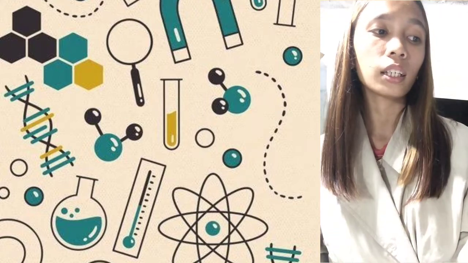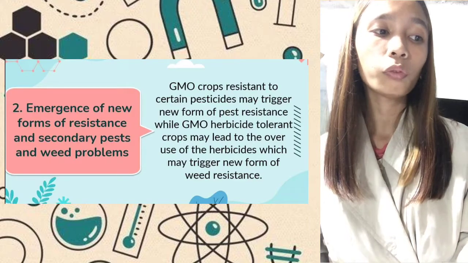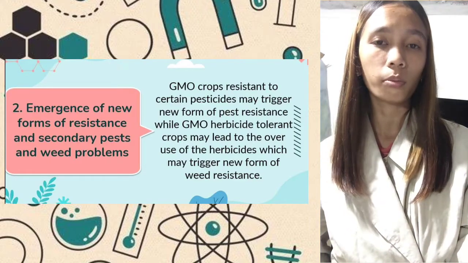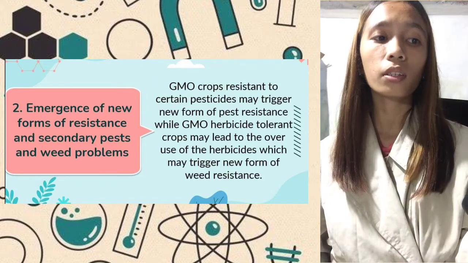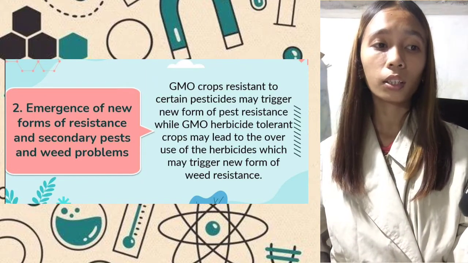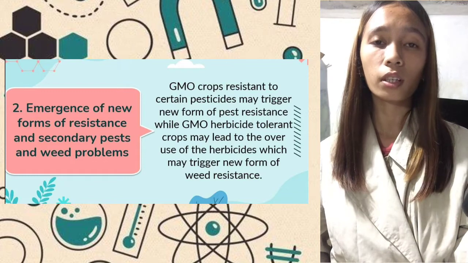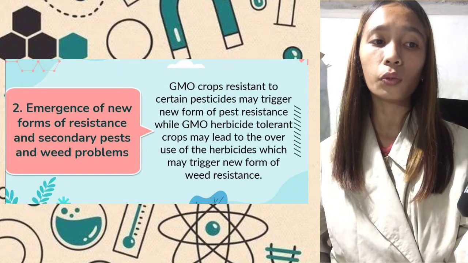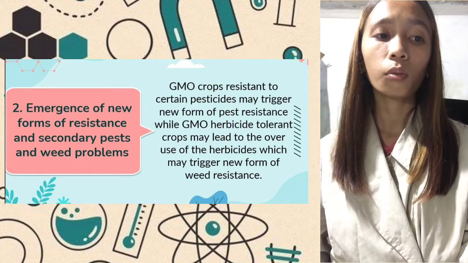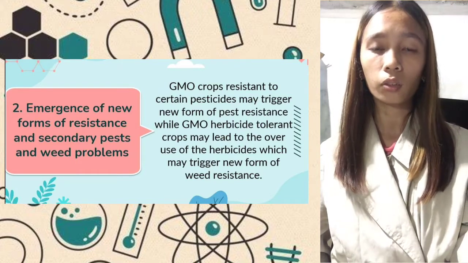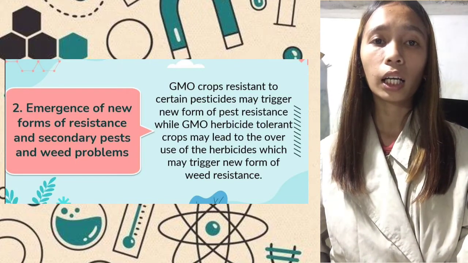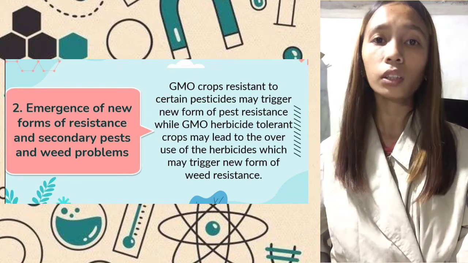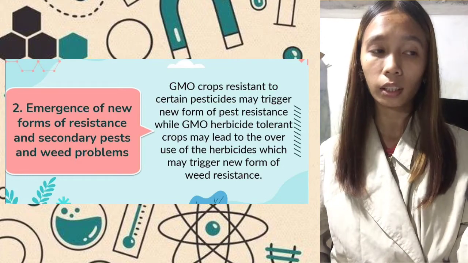The next is the emergence of new forms of resistance and secondary pest and weed problems. GMO crops resistant to certain pesticides may trigger new forms of pest resistance, while GMO herbicide-tolerant crops may lead to overuse of herbicides, which may trigger new forms of weed resistance. The overuse of herbicides on plants can cause new forms of weed resistance.